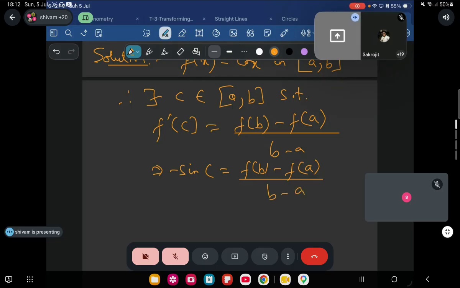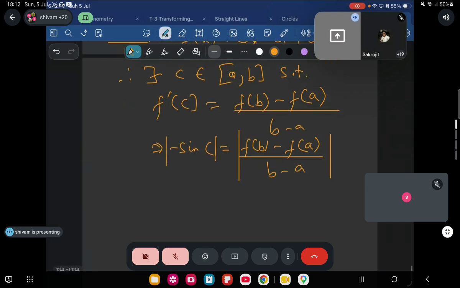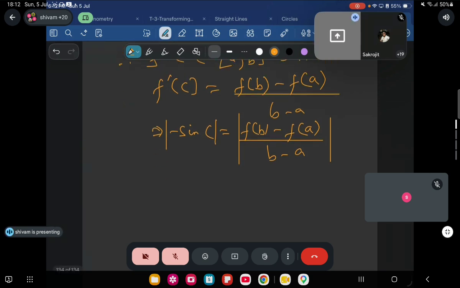Taking mod on both sides, we have got mod of minus sin c, and mod of minus sin c is less than or equal to 1, right? Mod of sin c is always less than or equal to 1. What does it mean?